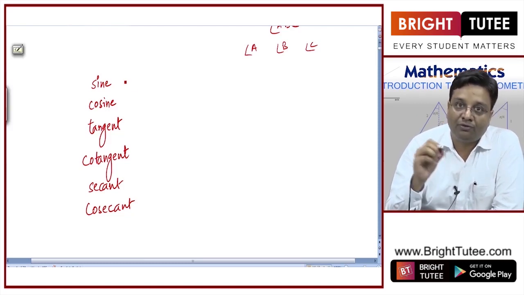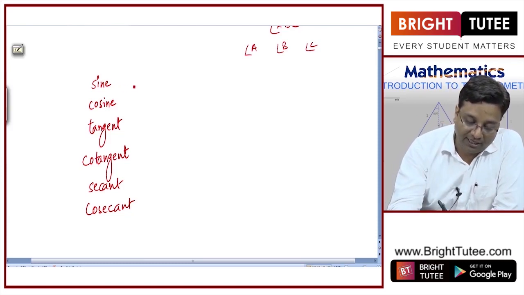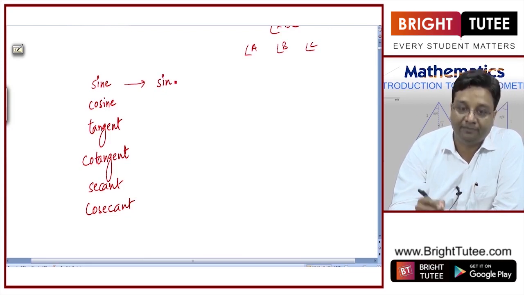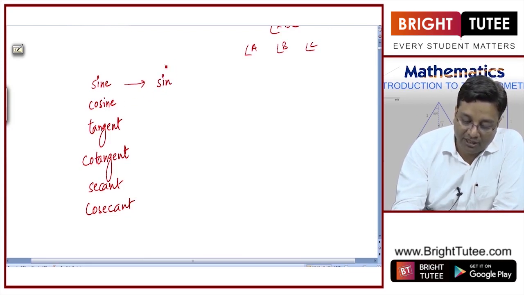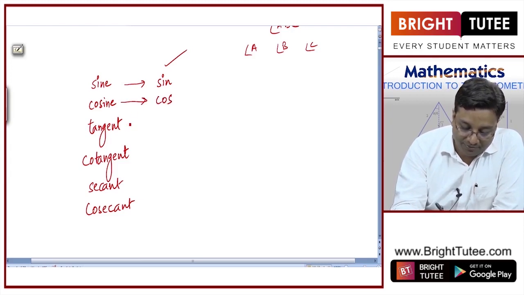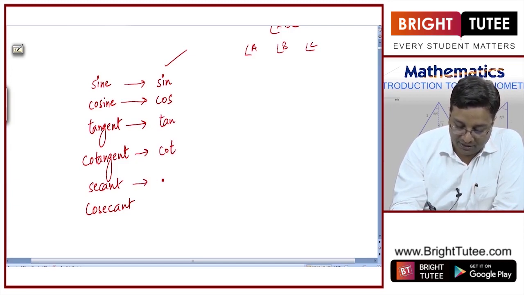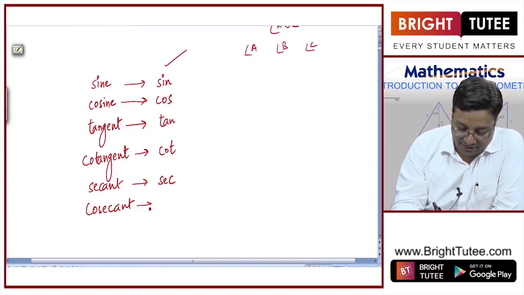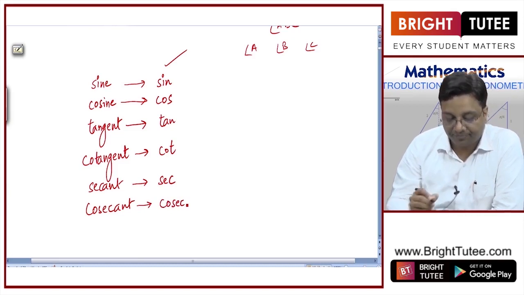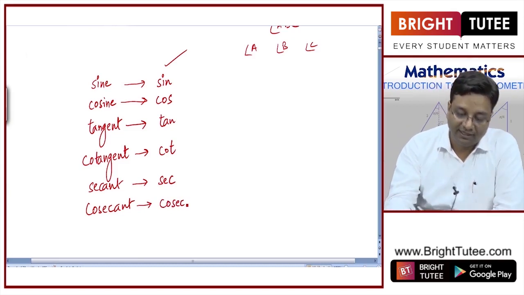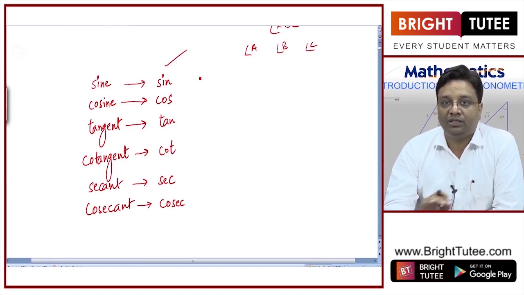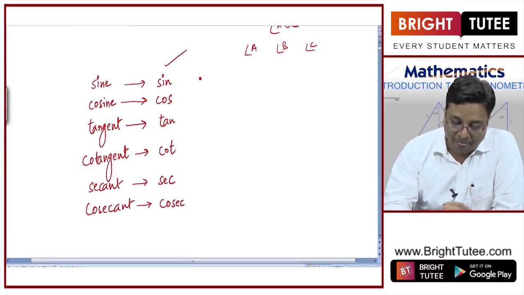So there are shorter forms of these names also. Sine in abbreviated form is also called sin. We'll be using mostly these abbreviated forms. Cosine is known as cos. This is called tan. This is cot. This is sec. And this is cosec, right? So these are the 6 trigonometric ratios which we will be dealing with.